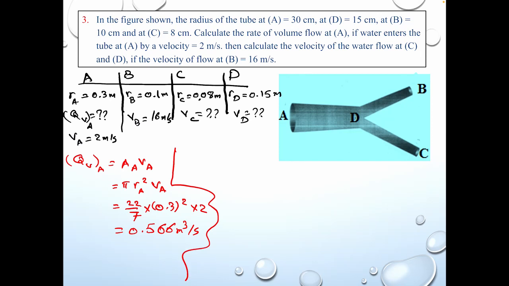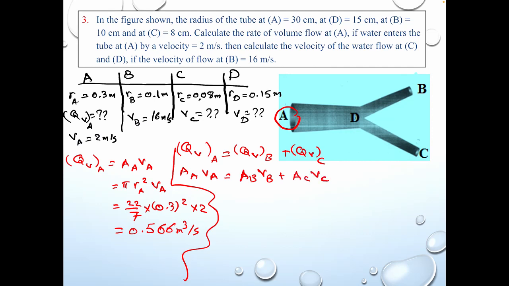After that, VC. To get VC, QV at A equals QV at B plus QV at C. That is, A A times V A equals A B times V B plus A C times V C.